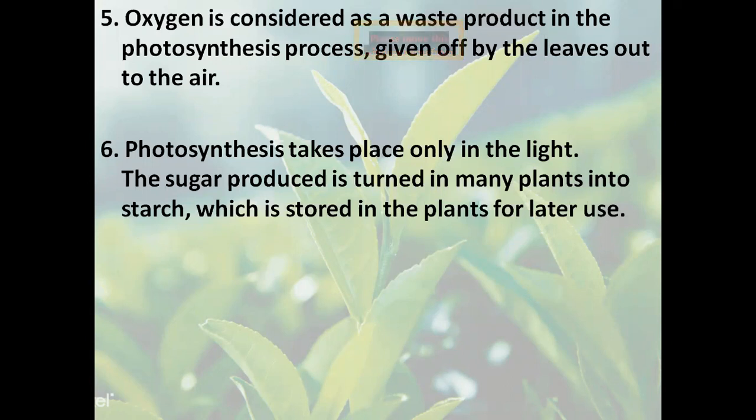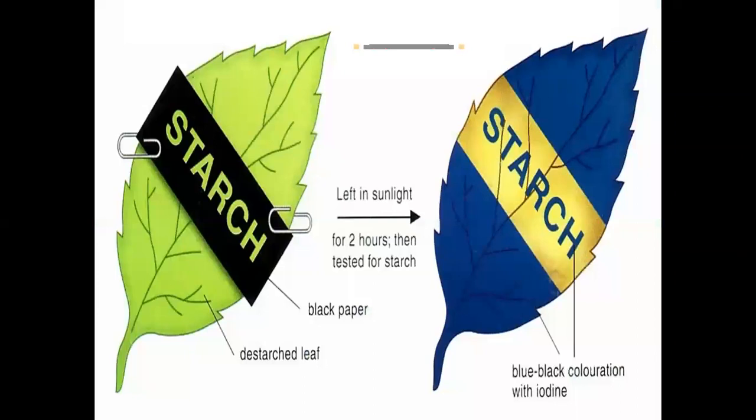Now let's move to this experiment talking about the importance of sunlight. Here in this experiment, we have a leaf that is left in sunlight. This plant is left in sunlight for 2 hours. Then we test for starch. Here we covered part of the plant with black paper. What does this mean? This means that sunlight doesn't reach this region.